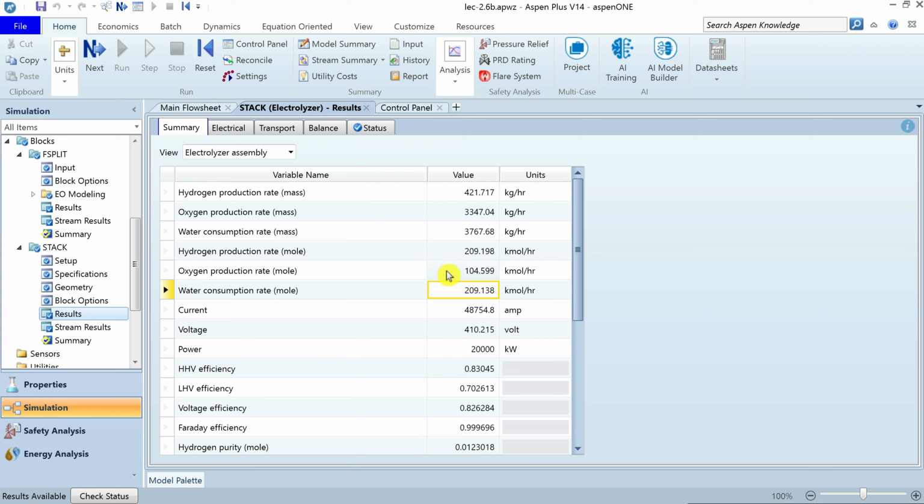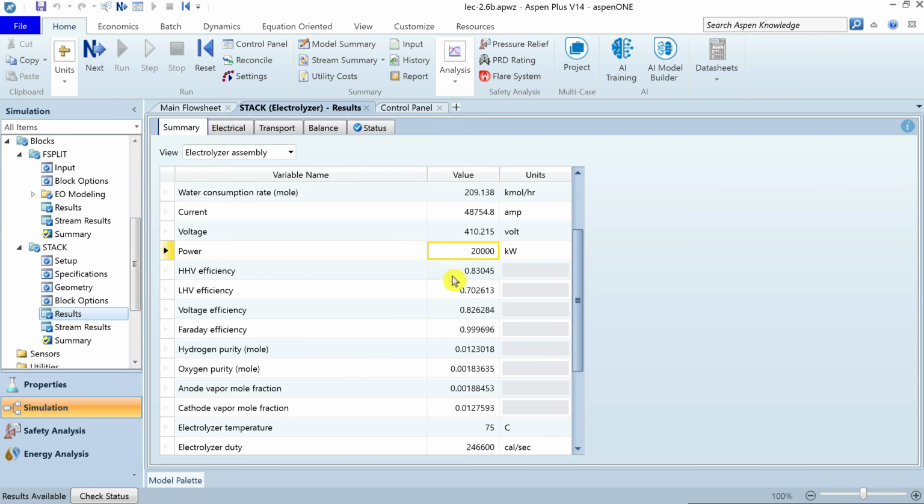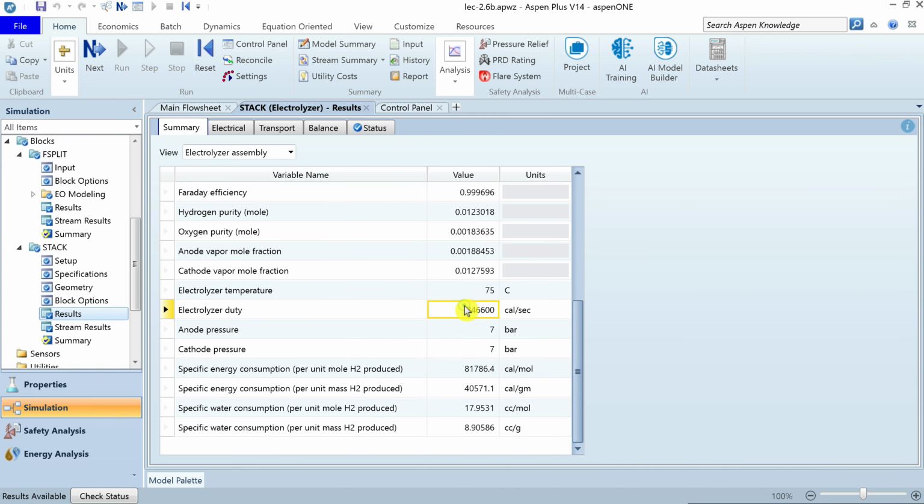For the rigorous simulation, you can notice the current, voltage and the power. For this case, the higher heating value efficiency is 0.83 with the defined geometrical specifications. Similarly, the voltage efficiency is 0.82 and the Faradaic efficiency is almost 1. For the shortcut case, the voltage efficiency and higher heating value efficiency were close to 0.8. So there is only a slight difference between the two cases. You can also notice the purity of the product streams, duty of the electrolyzer, anode pressure and the cathode pressure.